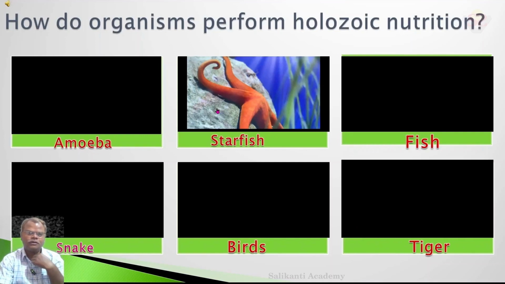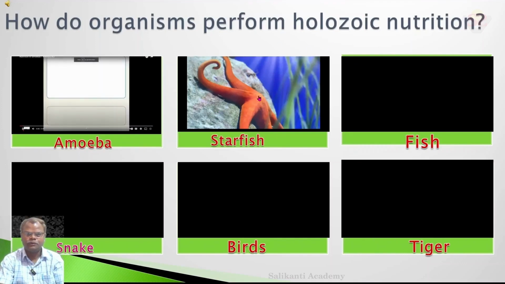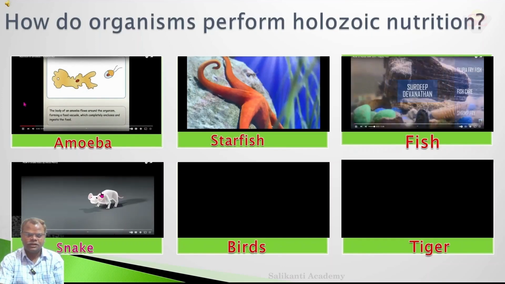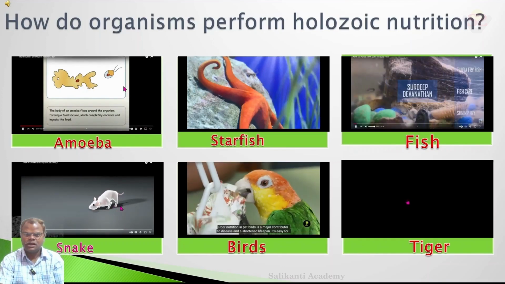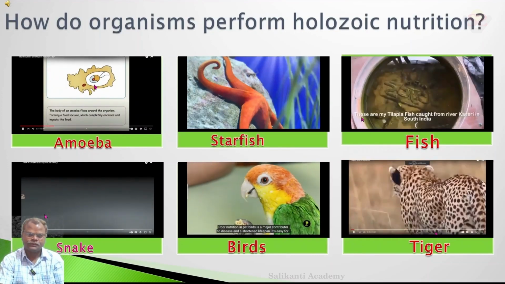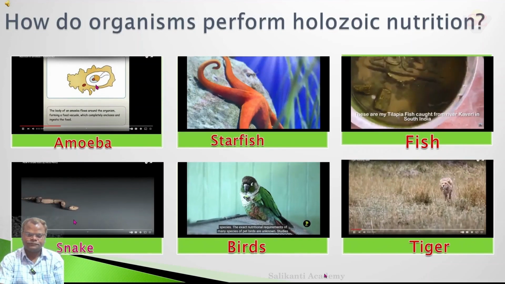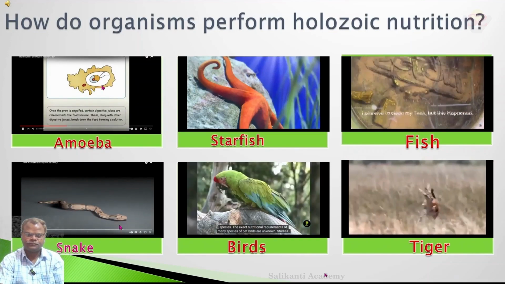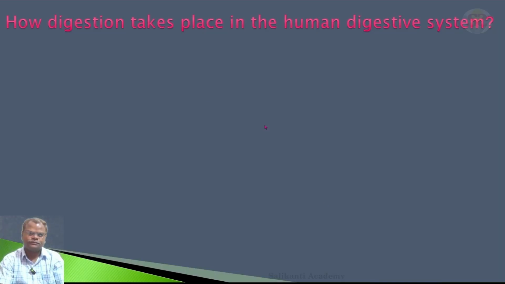We observe holozoic nutrition from amoeba to starfish, snake, birds, and tigers. Now, how does digestion take place in the human digestive system?